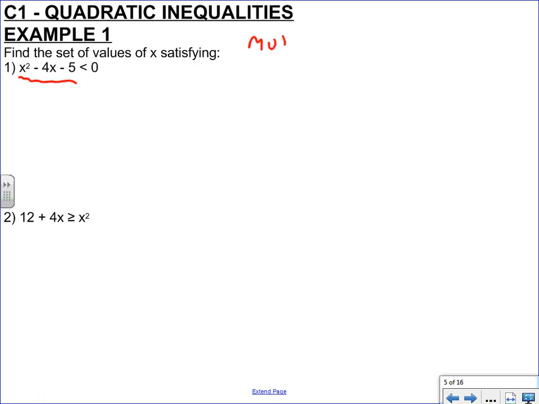So, let's make a note of that: must have a graph. There must be some kind of testing involved at the end for your final answer. Otherwise, no one's going to believe you that you're right, in other words. So how does this work?